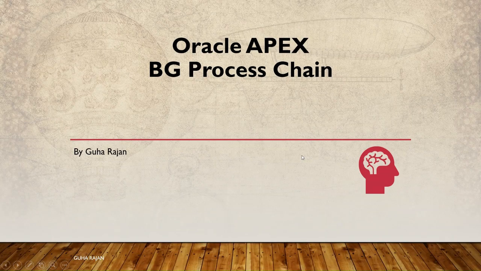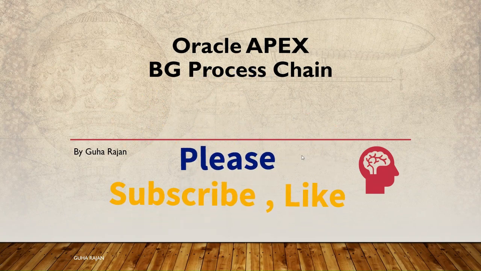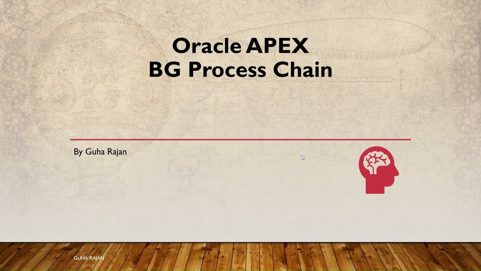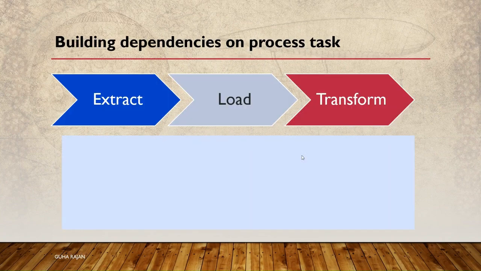There is a new feature introduced in Oracle Apex version 23 onwards, which is known as the process chain. And it could be run in the background without the user interaction at all. So if you want to build a dependency, this is a very common one as far as the data loading process, that is extract, load, and transform. So you want to load only on the success of the extract.